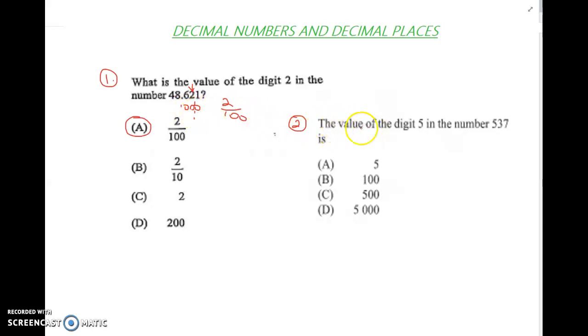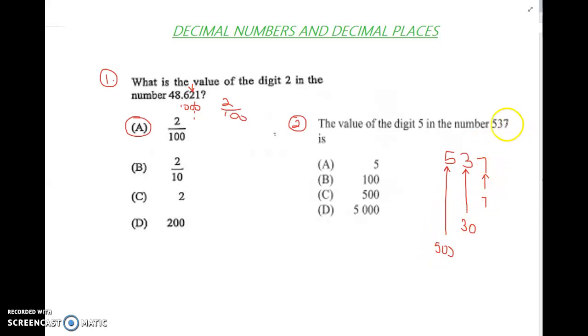Now, number 2, the value of the digit 5 in the number 537 is, and we have 4 options here. Now, 537 has no decimal point, so we're just looking at 537. Looking back at what we looked at initially, the first number represents the ones, 7 ones. The second one is 3 tens, so that represents 30. And 5 is 500s. 500.